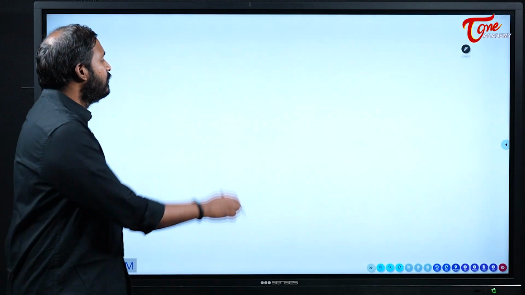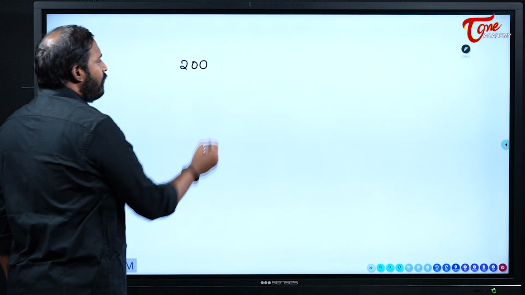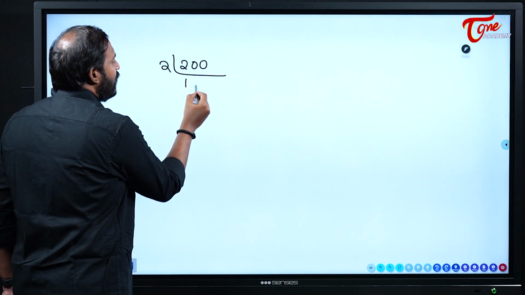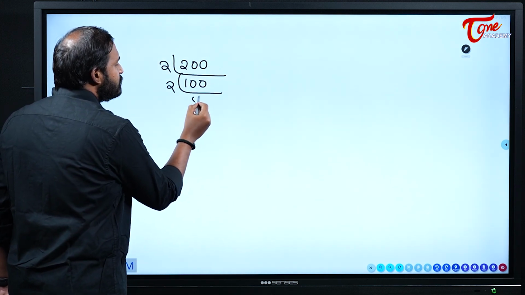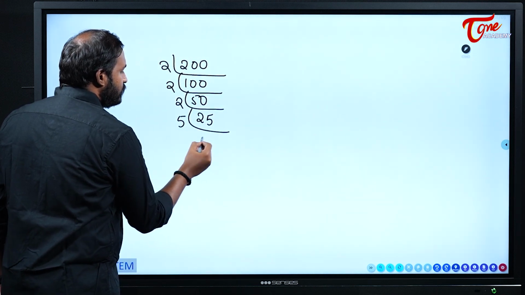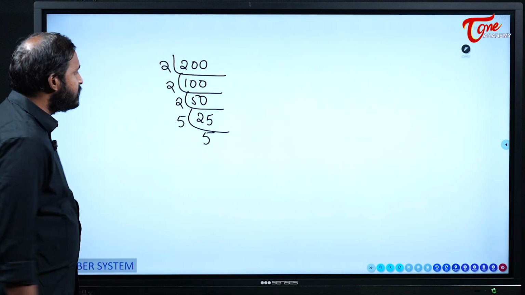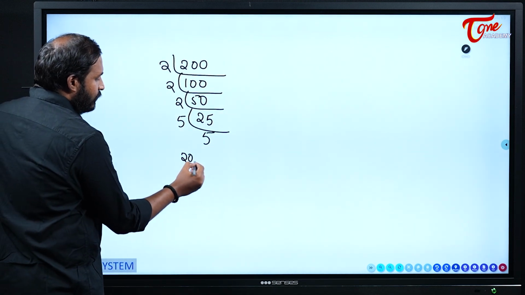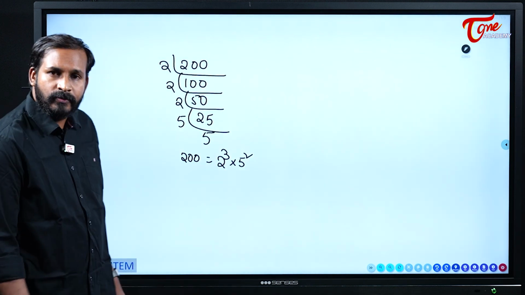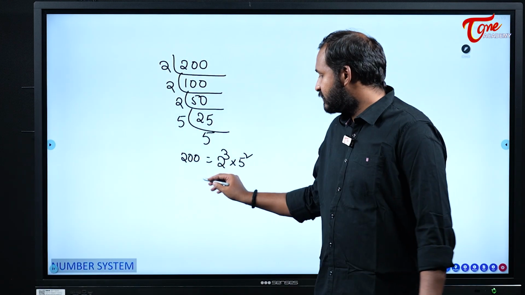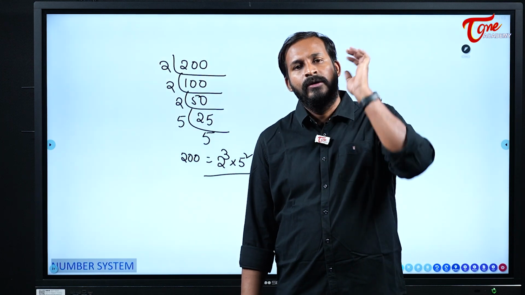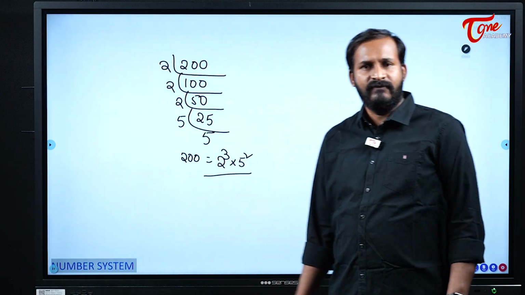Take for example 200. What I need to do is divide this by prime numbers. 2 hundreds, 2 fifties, 2 twenty-fives, and then 5 fives, right. So what does it become? 200 is equal to 2 cube into 5 square. This process we call prime factorization: expressing any given number in the form of a product of prime numbers.